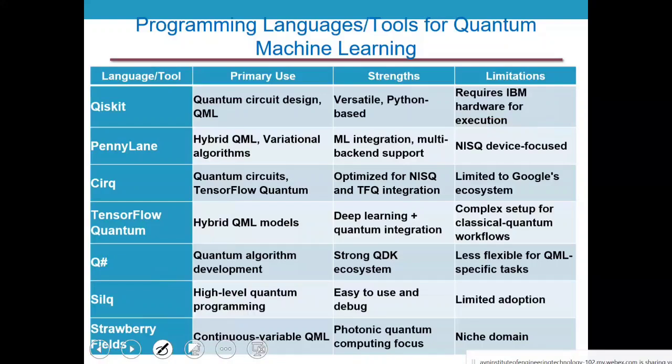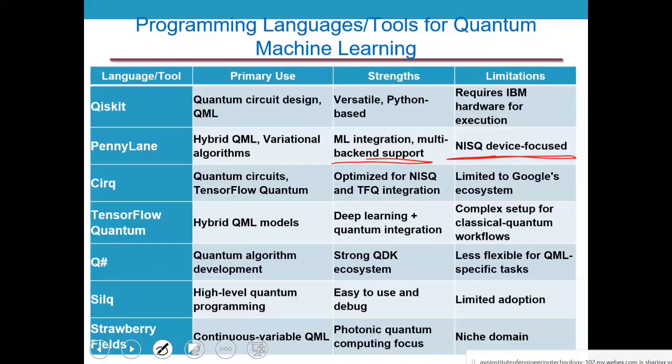This is the limitation. And PennyLane is a hybrid quantum machine learning tool, and its primary use is developing variational algorithms. Variational algorithm implementation is very much needed in quantum machine learning algorithms. Its strengths are the ML integration, machine learning libraries are integrated with this, and multi-backend support exists. But the limitation is that it is device focused, because it is allowed only on particular devices.